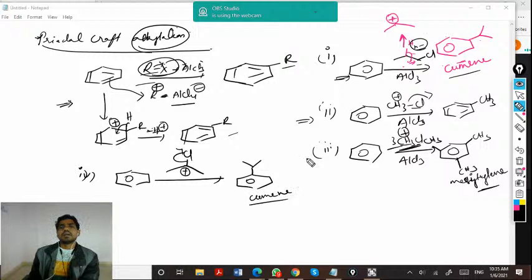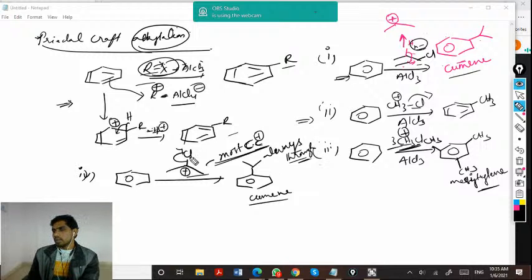So whatever may be the reagent, it will always go through the most stable carbocation. Remember this and make a note of this: always through the most stable carbocation, whatever may be the reagents or the alkyl halide. So you need to see the most stable carbocation that can be generated from the alkyl halide. Hope you understand.